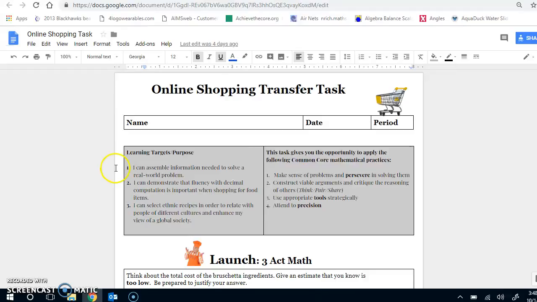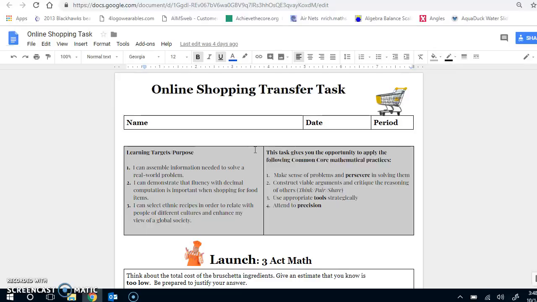There are three. First, I can assemble information needed to solve a real-world problem. 2. I can demonstrate that fluency with decimal computation is important when shopping for food items. 3. I can select ethnic recipes in order to relate with people of different cultures and enhance my view of a global society. This task also gives you the opportunity to apply some of the Common Core mathematical practices.